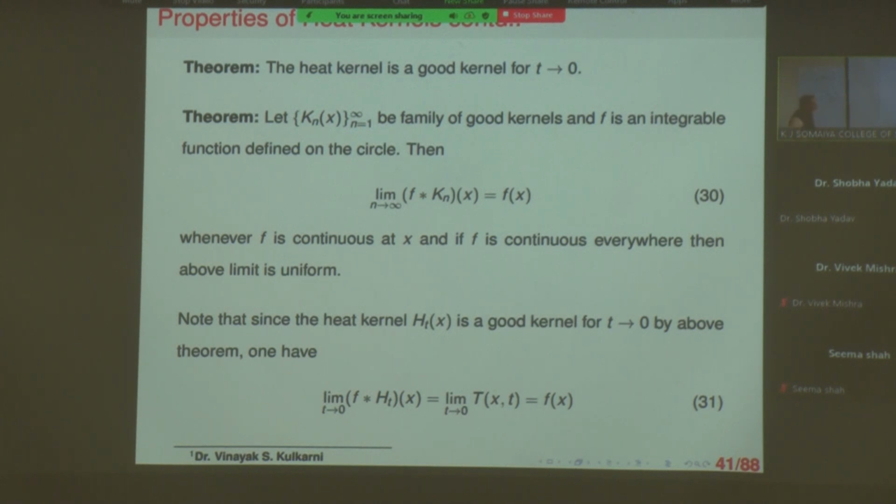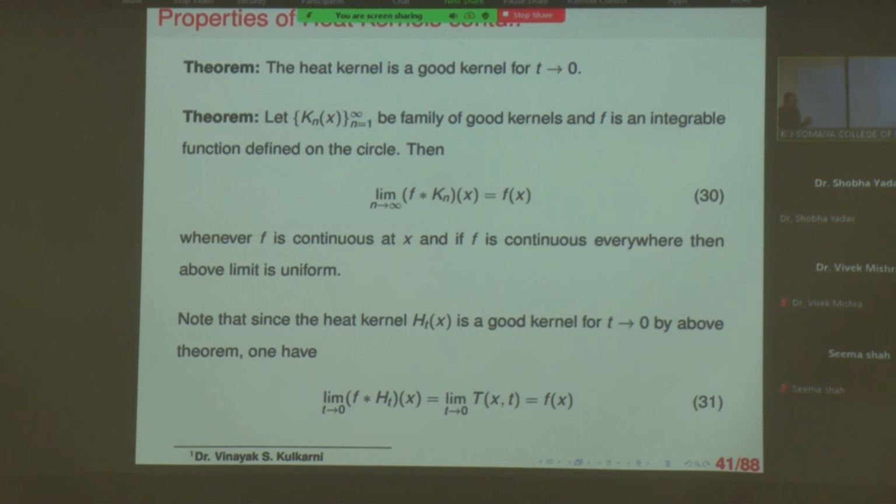Now here, as H_t, that is, the heat kernel, is a good kernel, H_t tends to 0, and therefore if I take the limit t tends to 0, f star H_t, which represents the temperature function, which we have already seen, this is equal to f of x. Therefore I can say that this particular convolution of f and H_t satisfies the initial condition f of x. Okay.